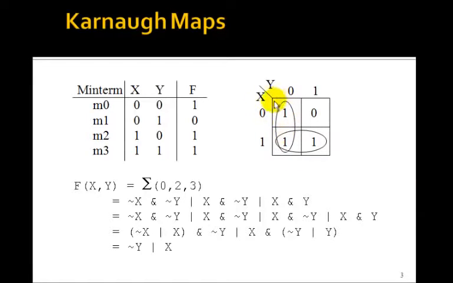This circle here covers the 0 and the 1 of x. Well, that's just not x or x. That's equal to 1. That's why it goes away, and we're left with this 0 here, which is not y. So you see how, by drawing the circles in the Karnaugh maps, you can go directly to here.